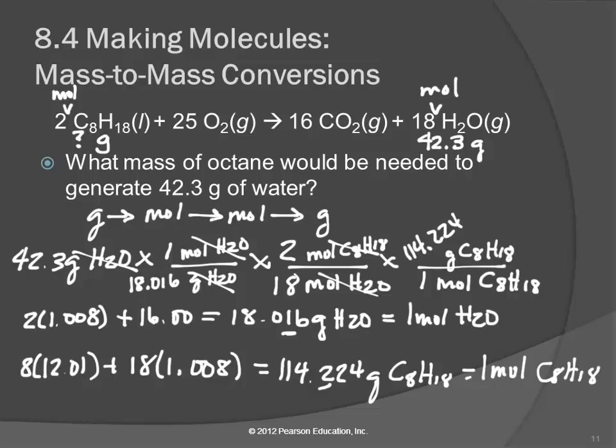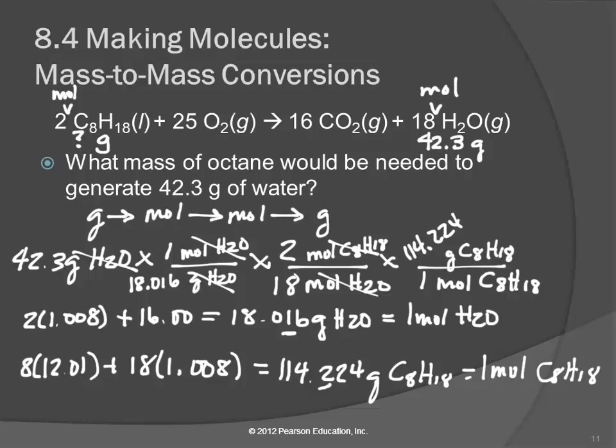So everybody following me? I don't believe you, but that's okay. 42.3, so we're going to go left to right, multiply by things on the top, divide by things on the bottom, so we don't leave anybody out. So 42.3 times 1 if you want to, divide by 18.016 times 2. Divide by 18 times 114.224, divide by 1, equals. Now how many significant figures should this answer have? It should have 3, because our starting number was 3. And generally in these calculations, it's the starting number that limits your answer.